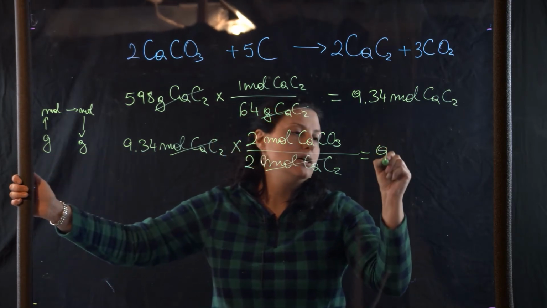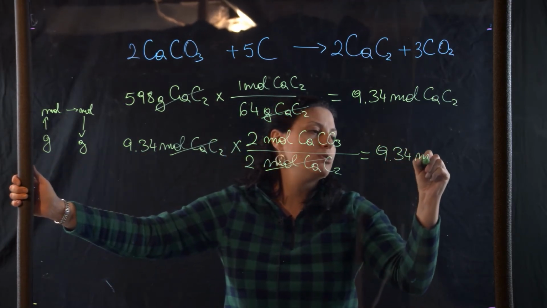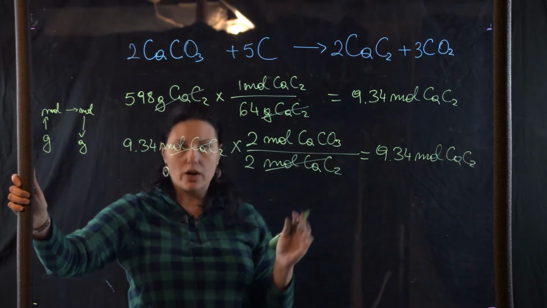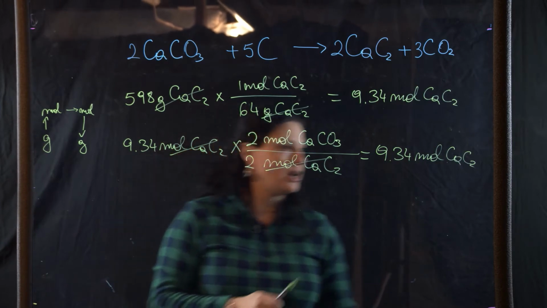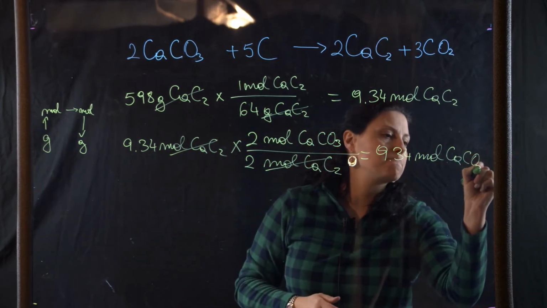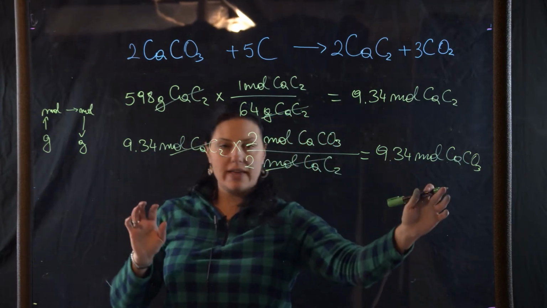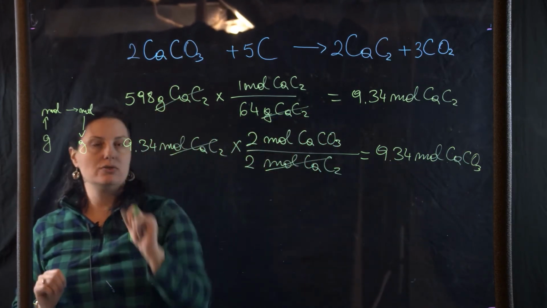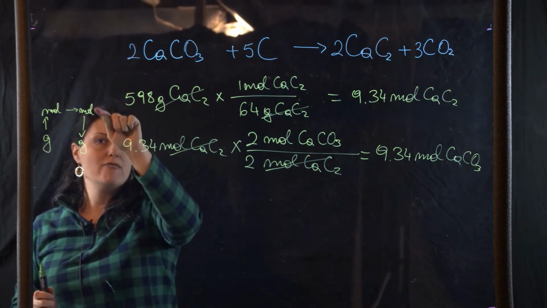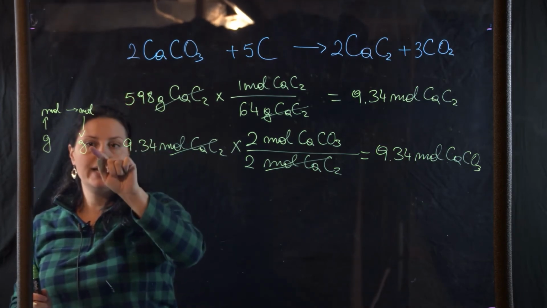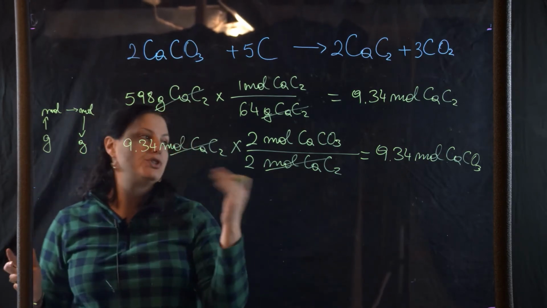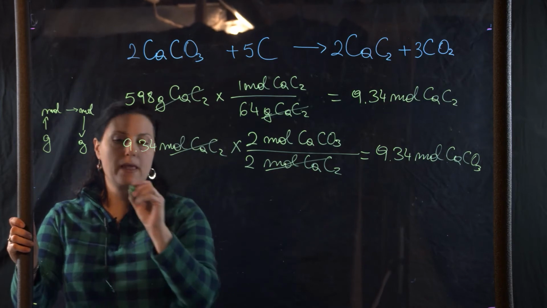That gives me 9.34 moles of calcium carbide, or calcium carbonate, sorry. Okay. Now that I have moles of calcium carbonate, I can convert it to grams of calcium carbonate by using its molar mass. So I'm right here. I have moles of calcium carbonate. I need to convert it to grams. And I use the molar mass of calcium carbonate, which is 100 grams per mole.